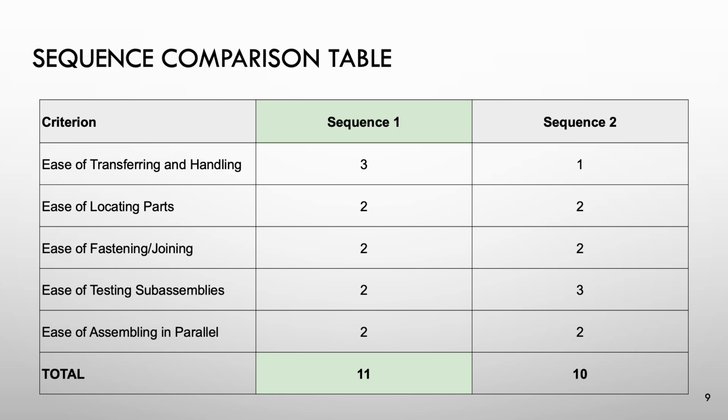When comparing the two sequences, we found that sequence 1 is more advantageous. The two sequences are similar in many aspects, and although sequence 2 is better for testing sub-assemblies, due to the early addition of the front wheel assembly, the early addition of the handlebars makes it more awkward to transfer and handle, leading sequence 1 to be much better on that front.